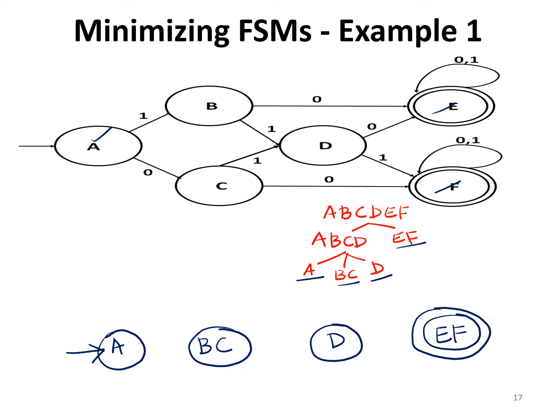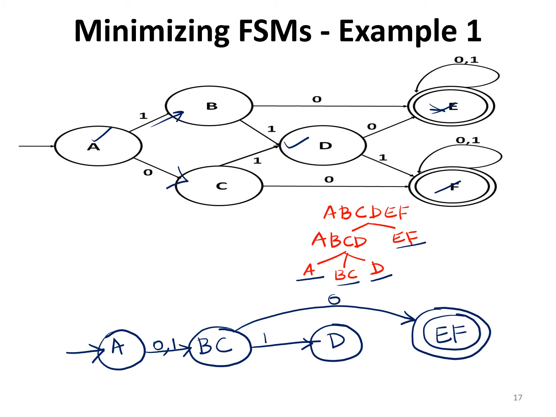Coming to the delta transitions, A0 is going to state C. A1 is going to B, so A1 is going to B means BC state. Next, B0. B0 is going to state E. B1 is going to state D.